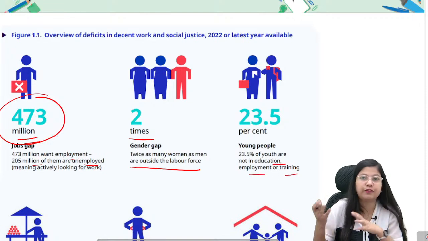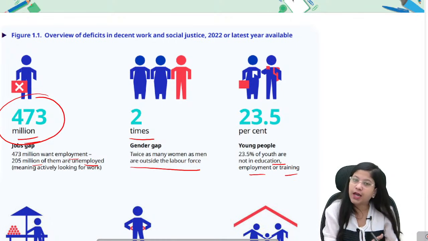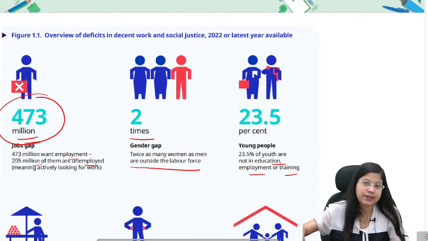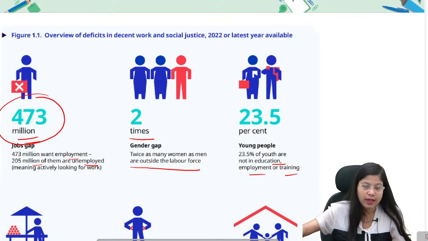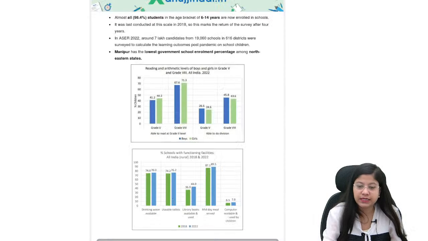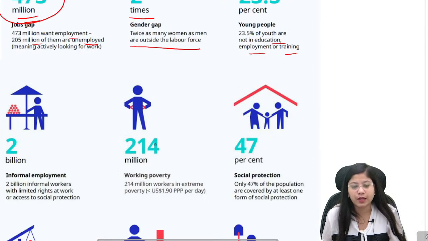Okay, so they will definitely add up to the unemployed people in the future. Okay, because right now they are not getting any education, any skills or any employment training. Then how will they get employed? So they will definitely add up to the list of the unemployed people.